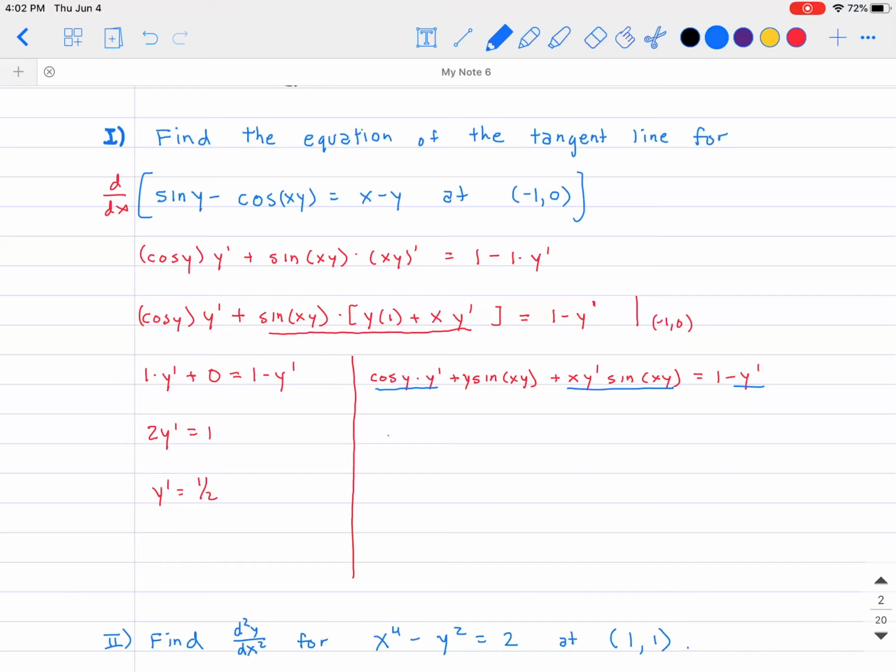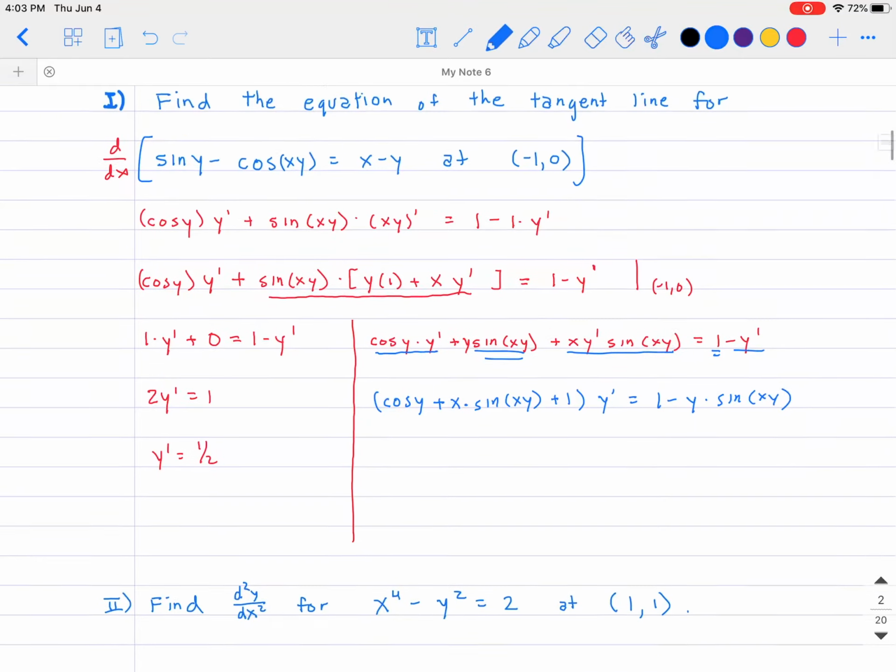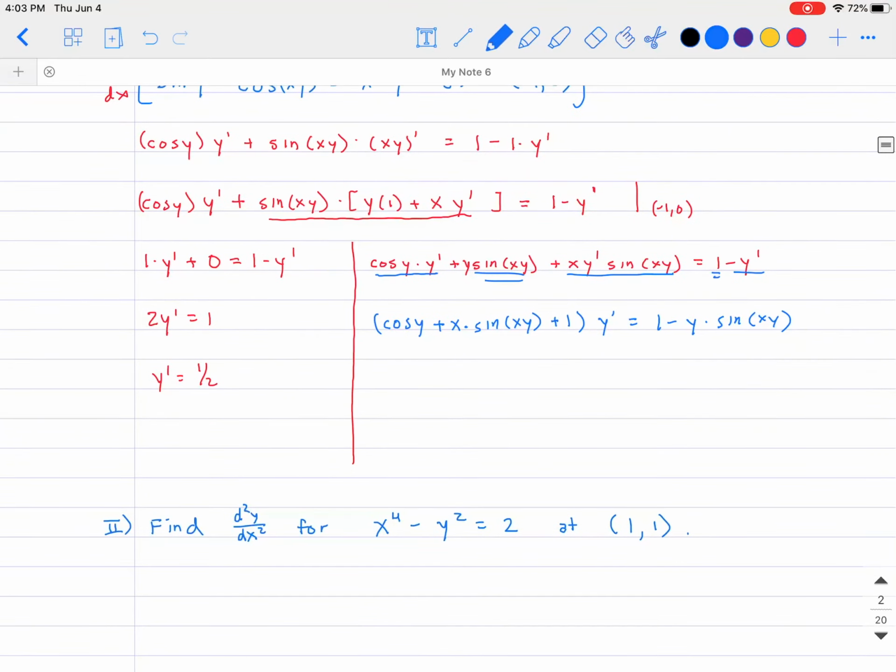So algebraically, let's go ahead and keep them on the left-hand side. Let's see, we have cosine of y, and then plus x multiplied by the sine of xy, and then we have plus 1, and then we're going to take out the y prime that they all have in common, okay? And all that is equal to, now anything that does not have y prime, we're going to go ahead and move over to the right then. So I'm going to use a double line for that one. So 1 minus y multiplied by the sine of xy.